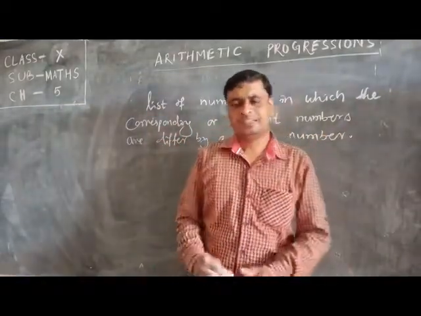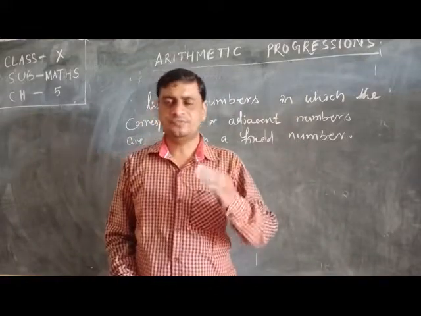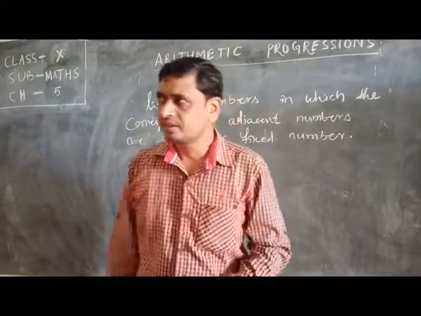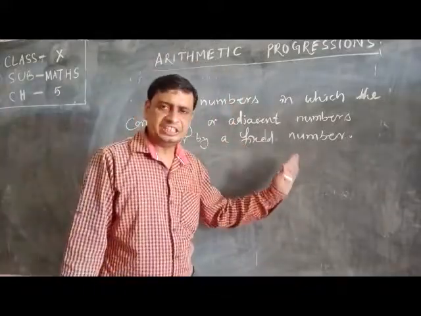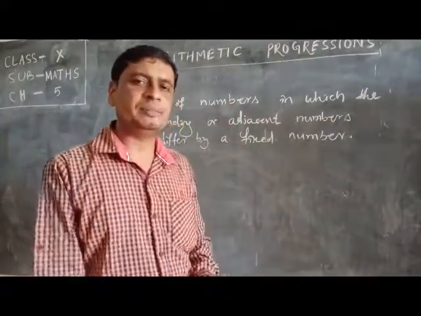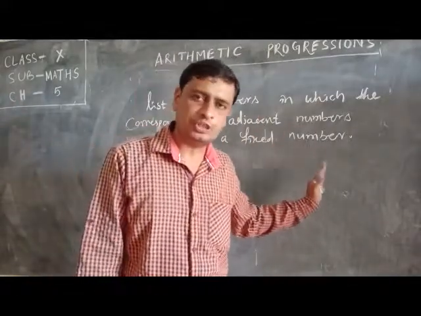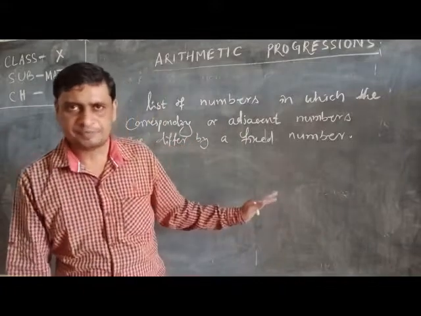When a fixed number is added to the preceding number, we get the next number. In this case, we get a list of numbers. That list of numbers is called an arithmetic progression. Here the fixed number may be positive, negative, or zero.